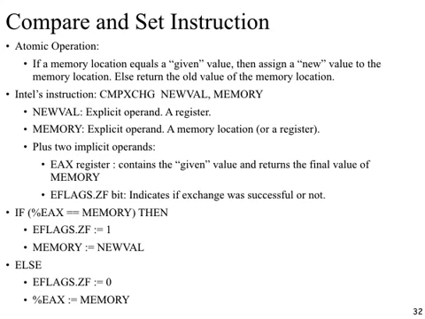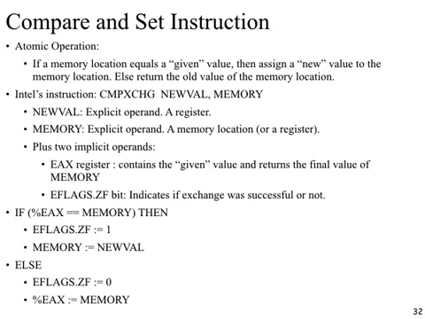So compare exchange is slightly complicated. It takes two explicit arguments, new val and a memory location. In fact, the memory location would also be a register, but we will skip that detail for now. In addition to these two explicit operands, there are two implicit operands, the EAX register and the eflags.zf bit. The EAX register contains the given value, which is compared against the memory location, and it also returns the final value of the memory location. The ZF flag indicates whether the exchange was successful or not.